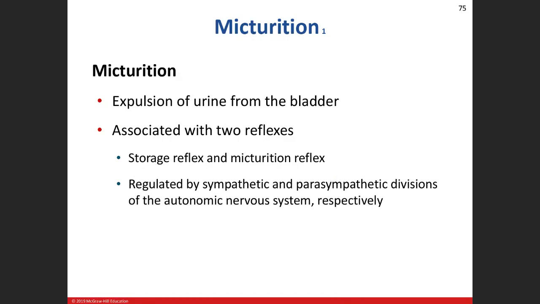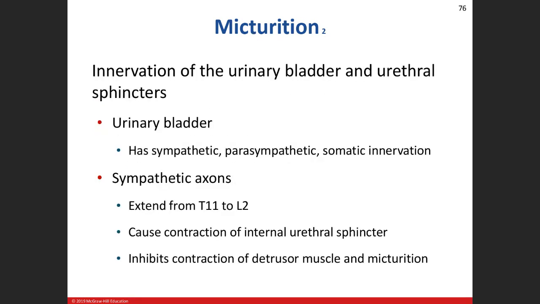Let's finish up and talk about how we make pee. Now we're going to talk about how we get rid of it. There are two reflexes involved: the storage reflex and the micturition reflex. This involves the autonomic nervous system, the sympathetic division, and the parasympathetic division. There's also the somatic nervous system, the part of the nervous system that we can consciously control, when we pee. We'll talk about that in a second. But when we talk about the reflexes, we're just talking about the autonomic nervous system only.